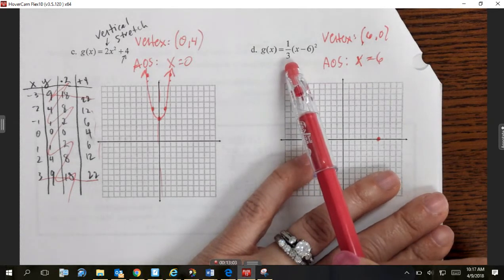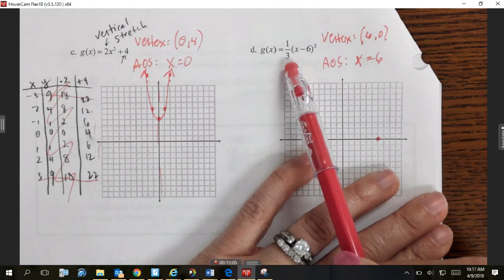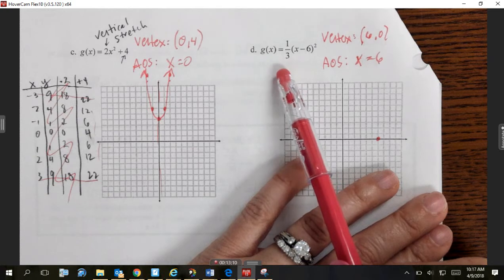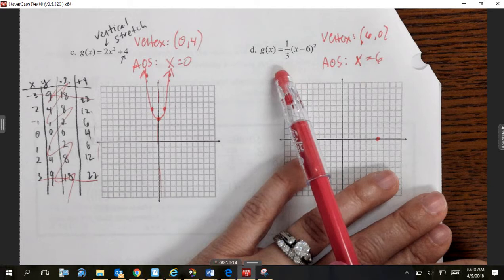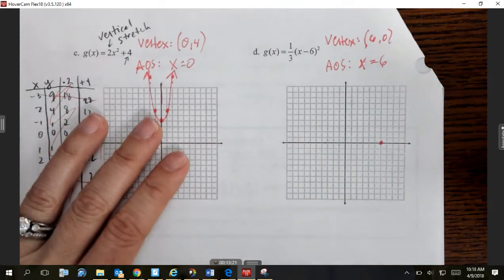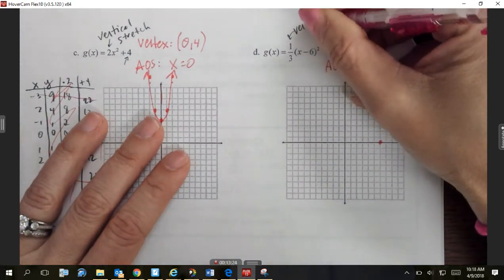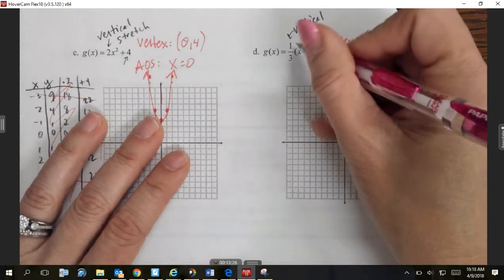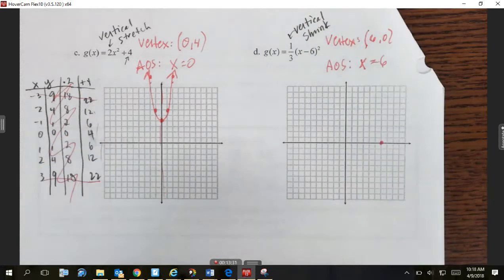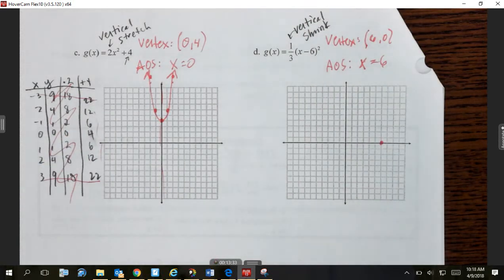Now we do have a 1/3, so that means there's going to be some sort of stretch or shrink. Is this going to be vertical or horizontal? Does it happen before or after the squared? Oh, vertical. So it's happening after the squared. So that is vertical. And because it is less than 1 but greater than 0, it'll be a shrink. So this one should be wider. It doesn't go up as fast.